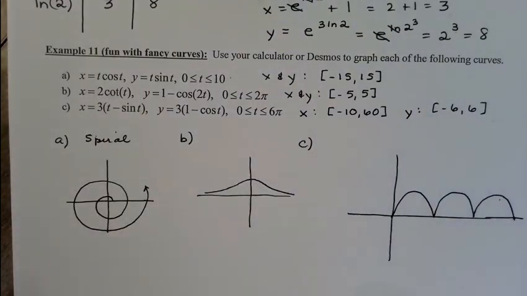Some of them are functions, some of them aren't, right? This was actually not a function. As it turned out, it doesn't pass the vertical line test, but these two were. We can actually get some pretty interesting graphs with parametric equations. All right, we will come back next time and we'll talk about doing calculus on parametric functions.